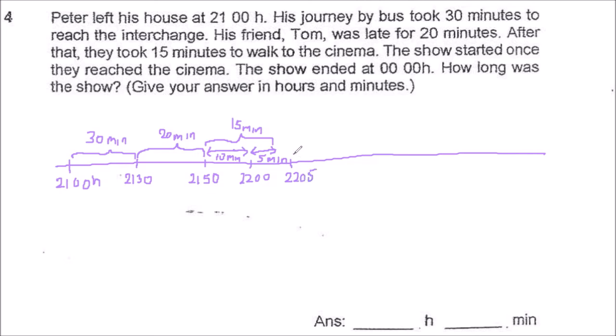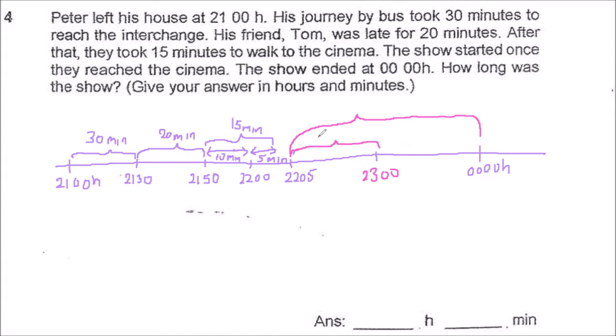2205. And now we know that the show ends at 0000 hours. So guys, now the duration of the show will be from this 2205 to 0000. Yeah, right? So we need to find out from 2205, right, to 2300. How many minutes will it be?